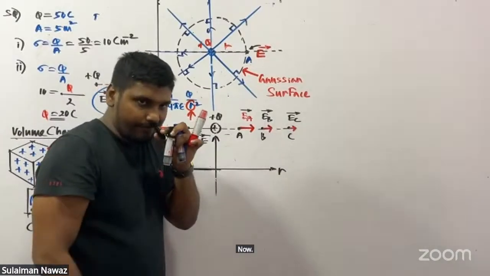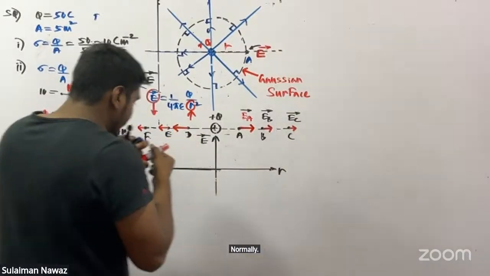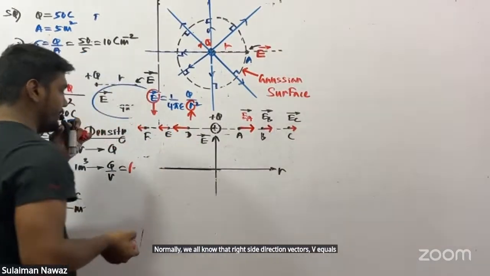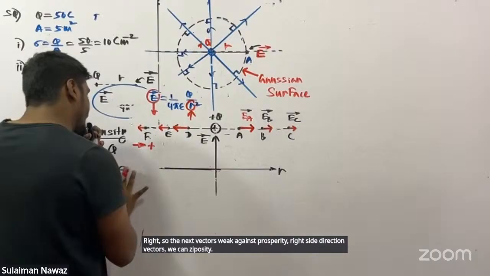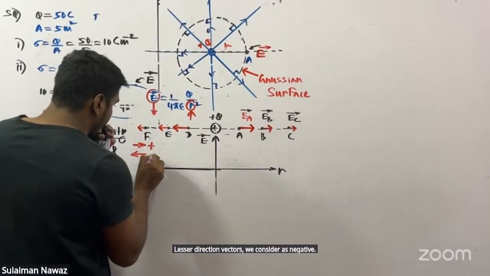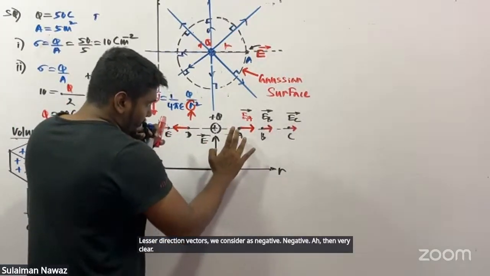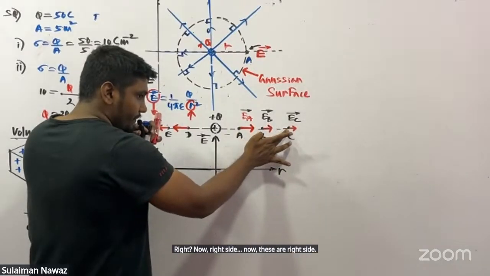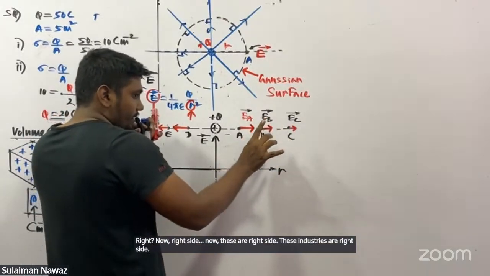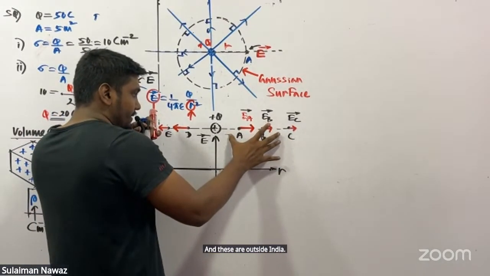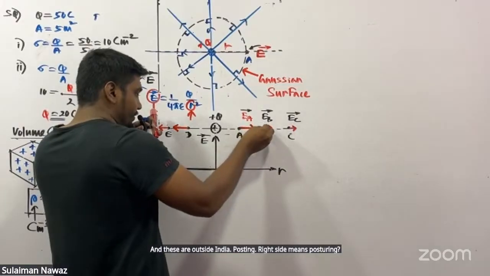Now we are going to plot this graph. But remember, intensity is a vector. Normally we all know that right side direction vectors we consider as positive, and left side direction vectors we consider as negative. Very clear. Now these intensities are right side, so they are positive intensities. Right side means positive intensities.